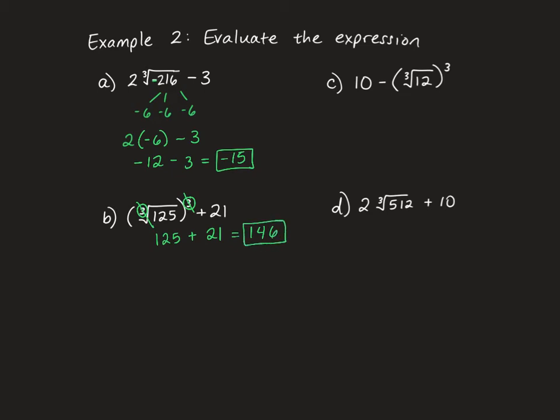Letter C, we have the same sort of thing. We have the third root and a power of 3. So those cancel each other out, and we're left with 10 minus 12, which is -2.